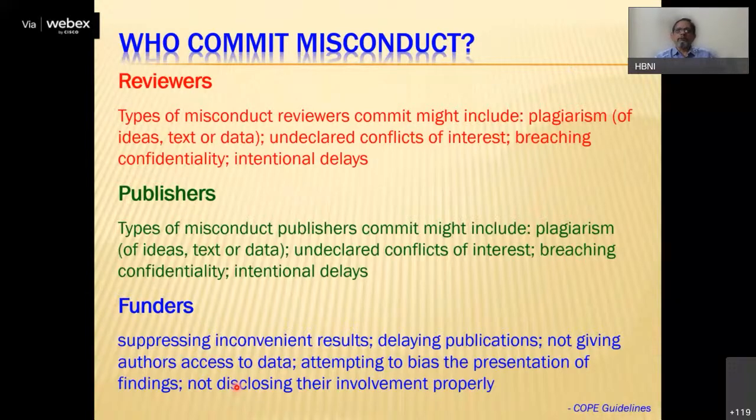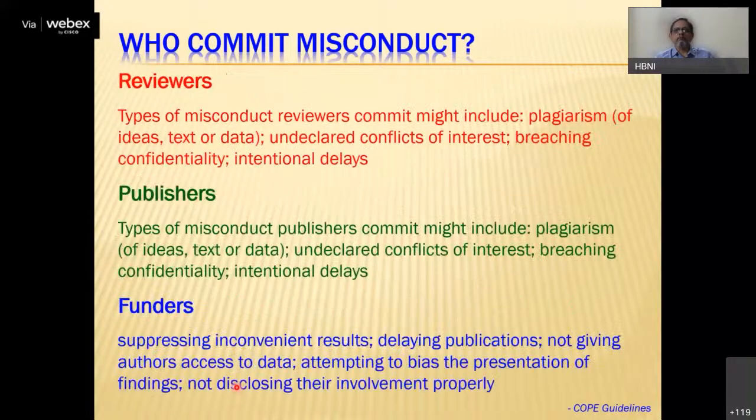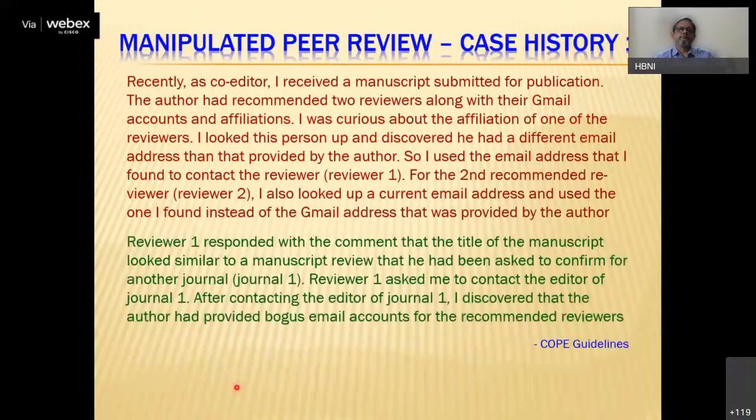So one point which I talked about in the earlier slide was manipulated referee addresses. So I wanted to inform you about the possibility of how this can happen. I will start with the case history and then I'll discuss how this actually happens.